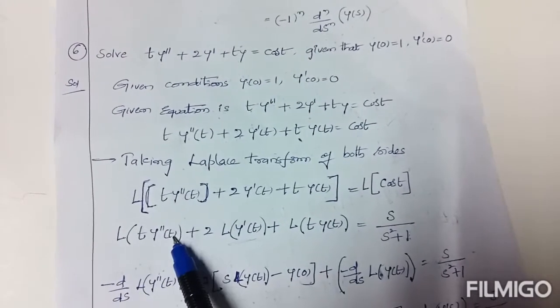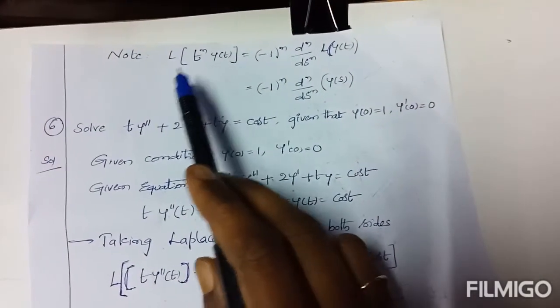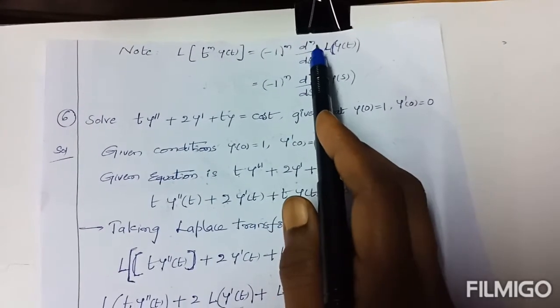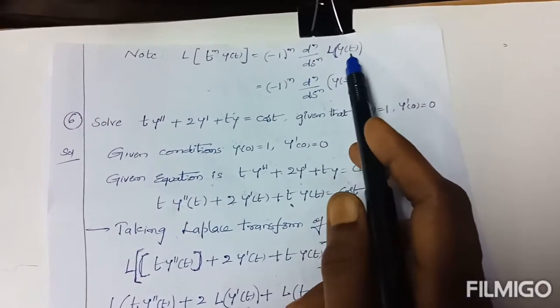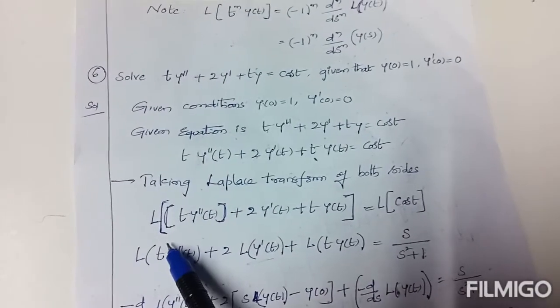So as per the formula we discussed before, L of t power n y of t equal to minus 1 whole power n, d power n by ds to the power of n, L of y of t. As per this formula, here the power of t is 1.